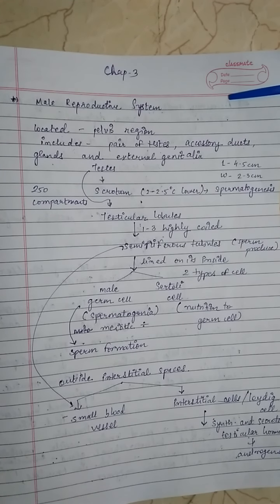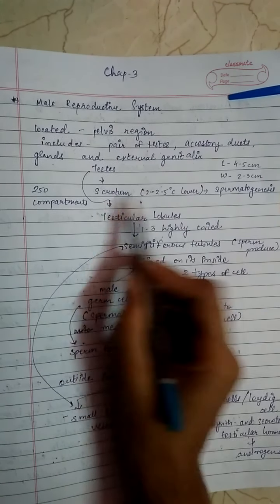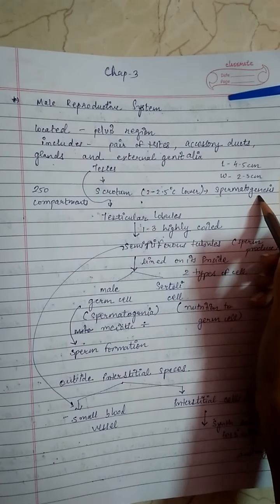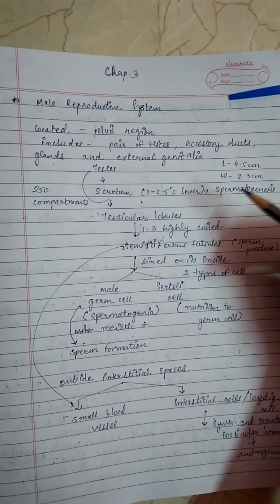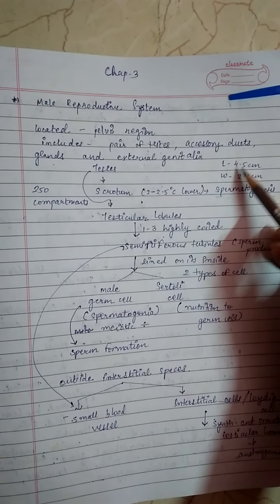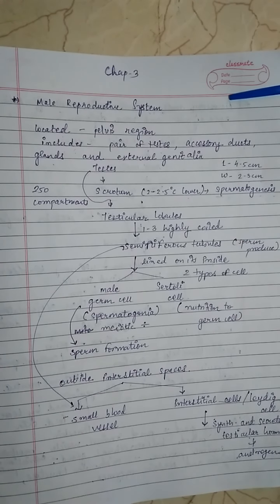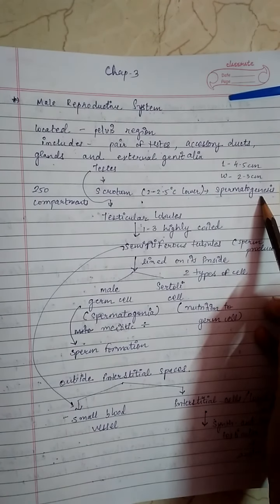The testes are situated outside the abdominal cavity within a pouch called the scrotum. Why the lower side? Because it allows spermatogenesis. Its length is 4 to 5 cm and width 2 to 3 cm. The scrotum helps in maintaining the low temperature of the testis, 2 to 2.5 degrees lower than the normal internal body temperature, which is necessary for spermatogenesis.